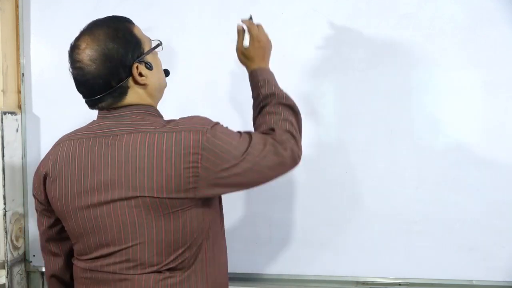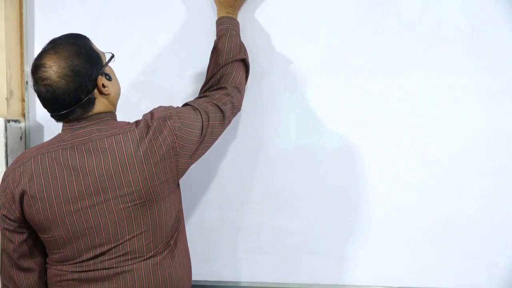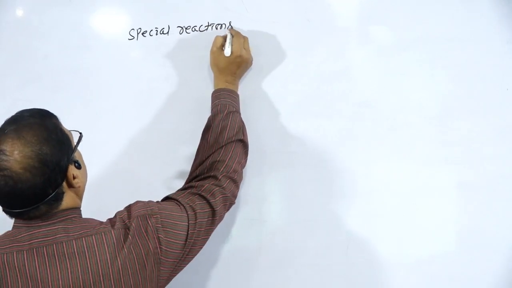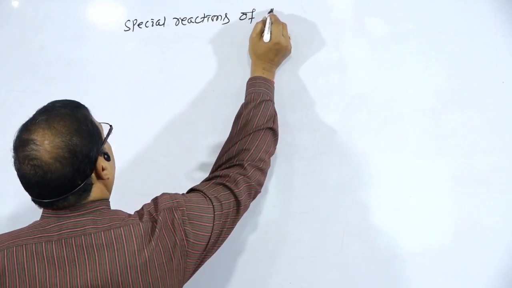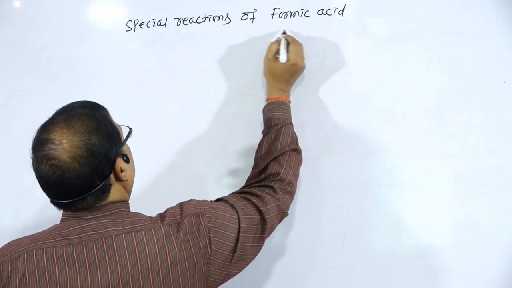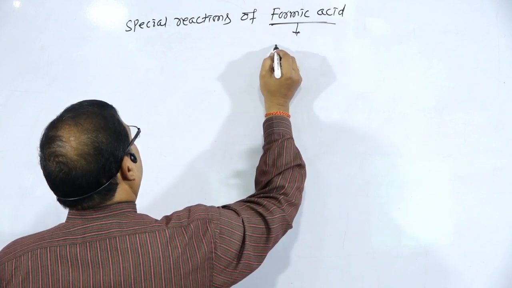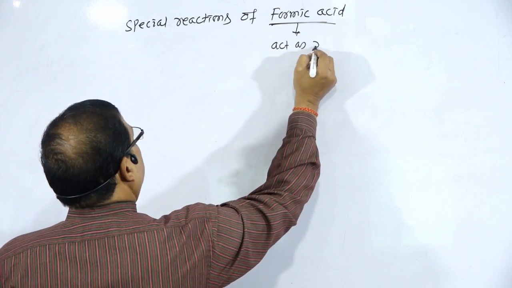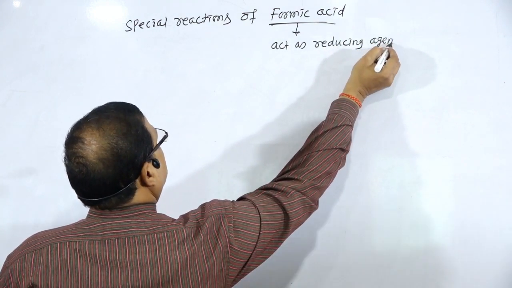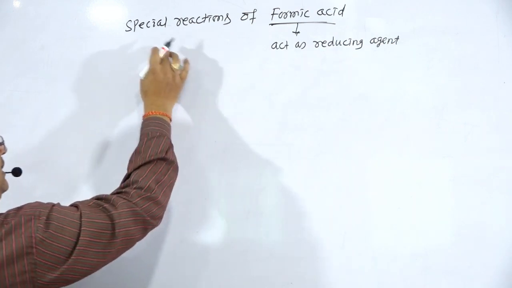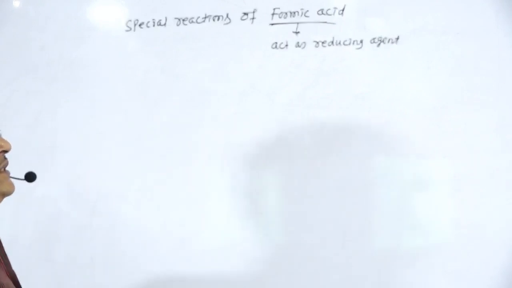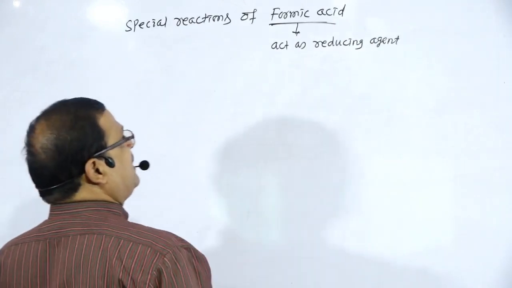For example, special reactions of formic acid. So formic acid will act as a reducing agent. Special reactions of formic acid: it will act as a reducing agent. So how does this formic acid reduce the others?